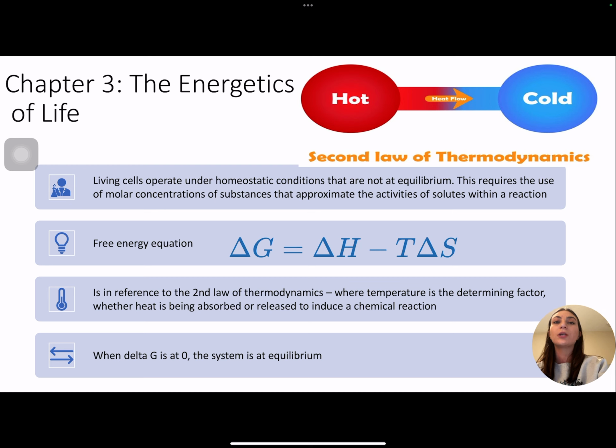The free energy equation is in reference to the second law of thermodynamics, where temperature is the determining factor whether the heat is being absorbed or released to induce a chemical reaction or because of the chemical reaction. When delta G is at 0, the system is said to be at equilibrium.